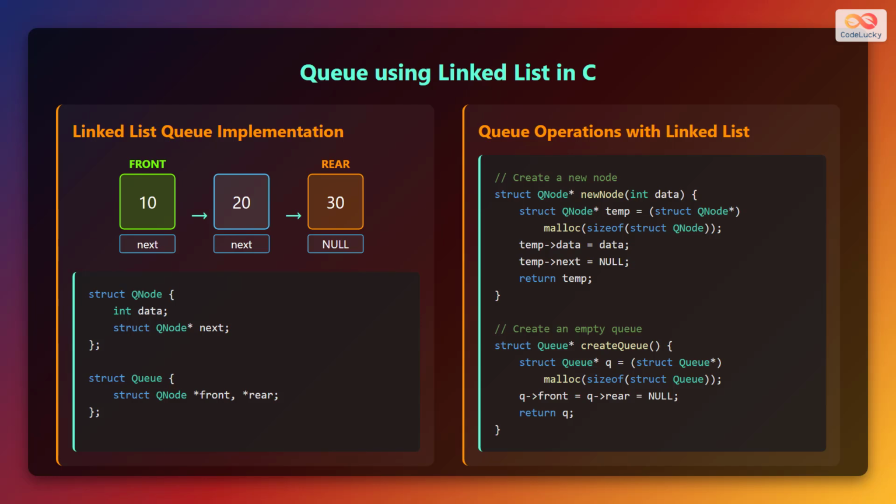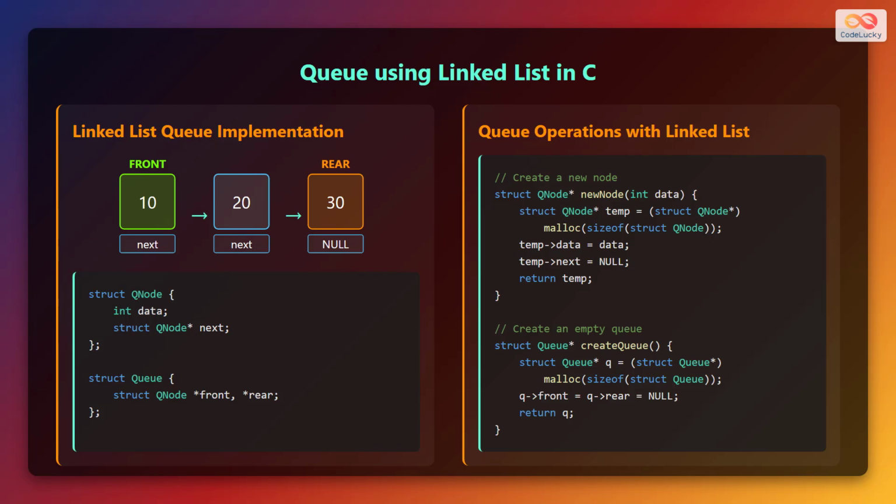Now let's explore the queue implementation using linked list in C. In a linked list implementation, each element is stored in a dynamically allocated node. The nodes are linked together using pointers. The front pointer points to the first node in the queue, and the rear pointer points to the last node. This approach allows the queue to grow or shrink dynamically as needed, overcoming the size limitations of array-based queues.